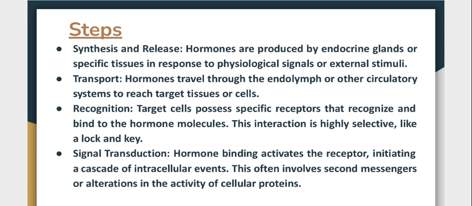First, synthesis and release will be taking place. Hormones are produced by endocrine glands or specific tissues in response to physiological signals or external stimuli, and transport will be taking place. Hormones travel through the hemolymph or other circulatory systems to reach target tissues or cells, and recognition: target cells possess specific receptors that recognize and bind to the hormone molecule. This interaction is highly selective, like a lock and key. That is the recognition process.